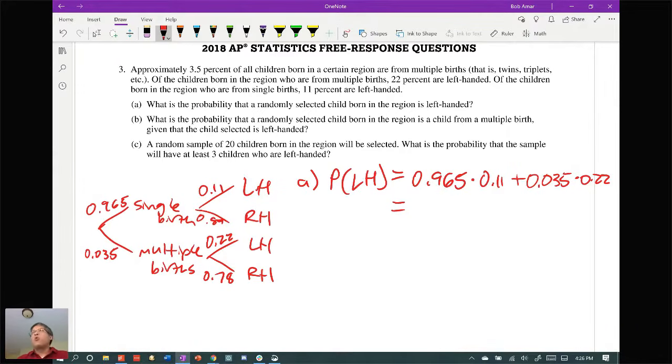That is 11.4%. You can round if you want to.